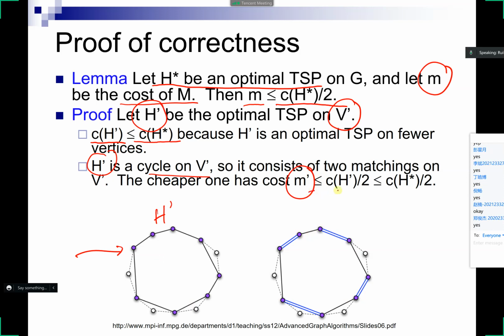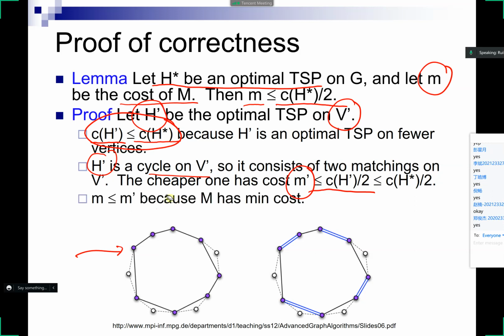That's of course going to be no more than half of the cost of H prime. Because H prime is just a cycle, and then M prime is just half of this, the cheaper half. So it's going to be no more than half the cost, right? And we know that H prime is not going to cost more than H star. And so therefore this M prime is going to be at most half the cost of H star.